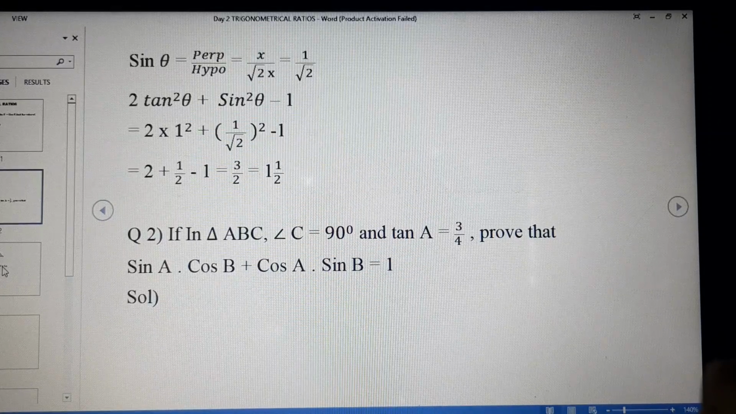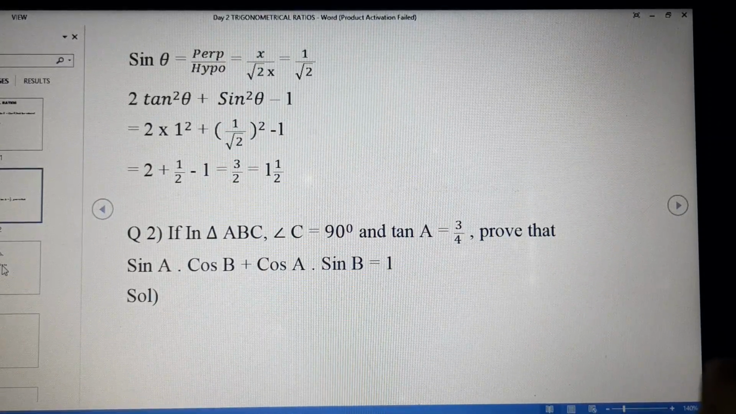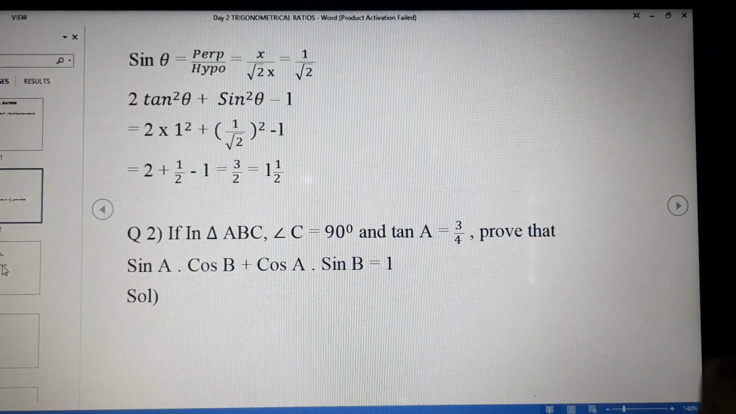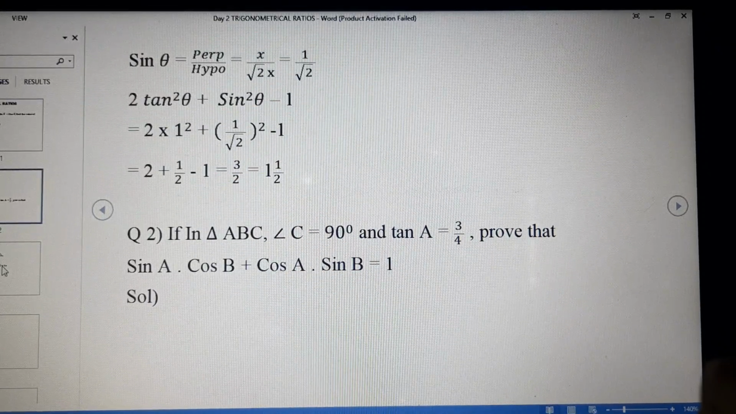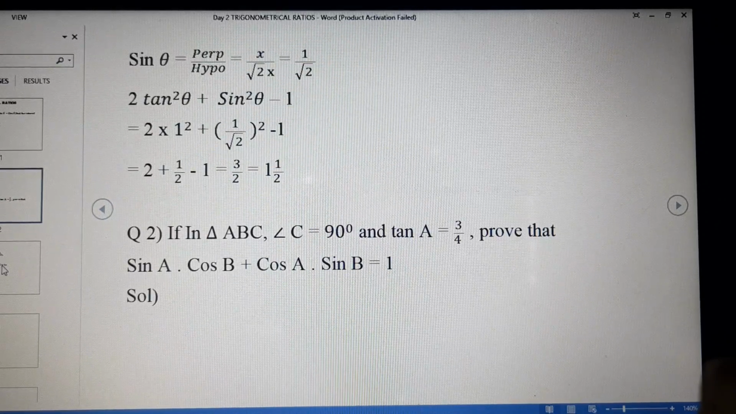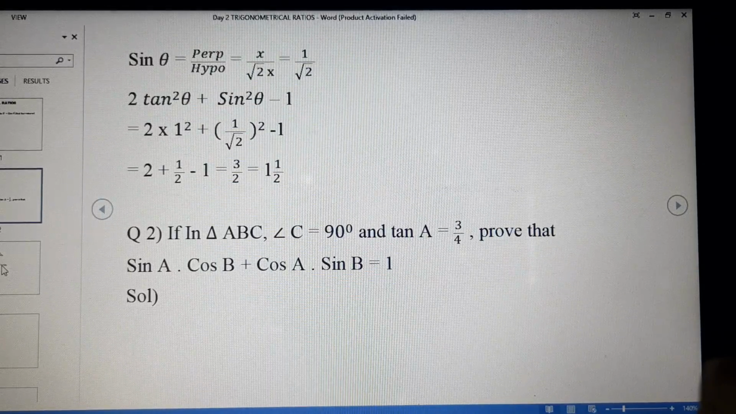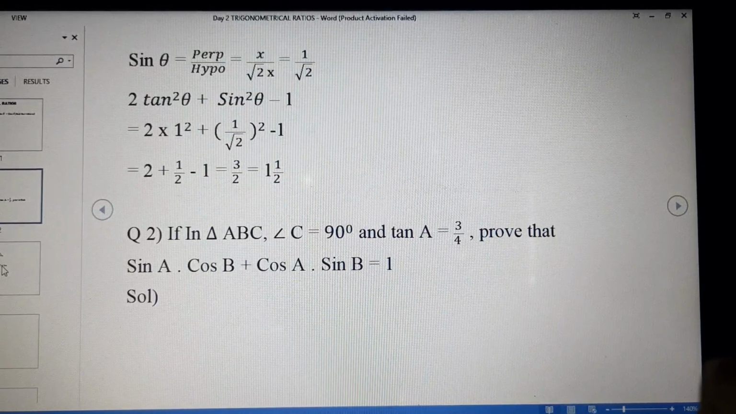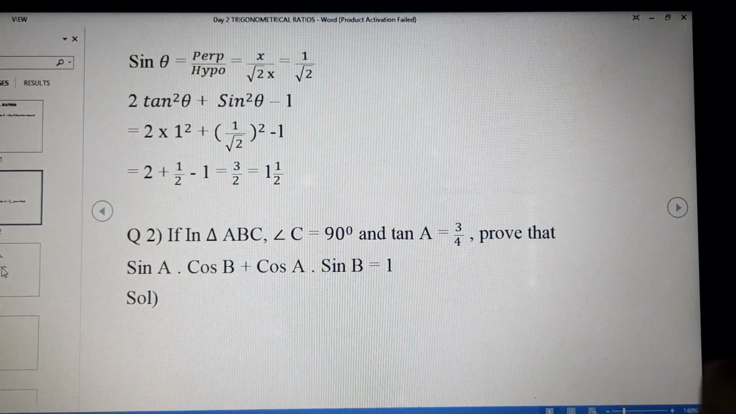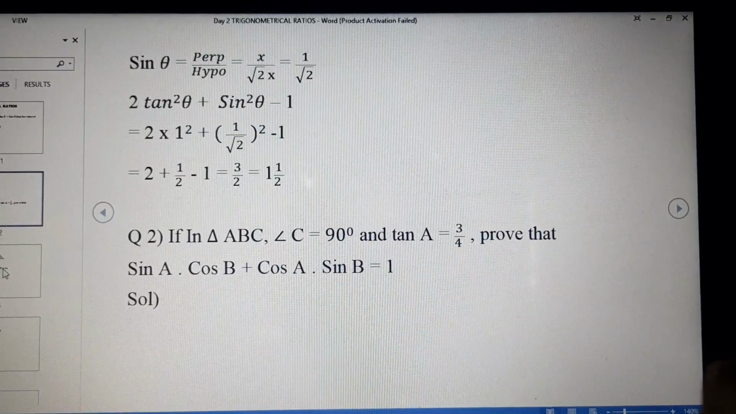Moving on to the next question. It says that in a triangle ABC, angle C is 90 degrees and tan A is equal to 3 upon 4. Then we have to prove that sin A cos B plus cos A sin B is equal to 1. Clear? They have used different angles: sin A, cos B, sin B. Angle B is also used, A is also used.